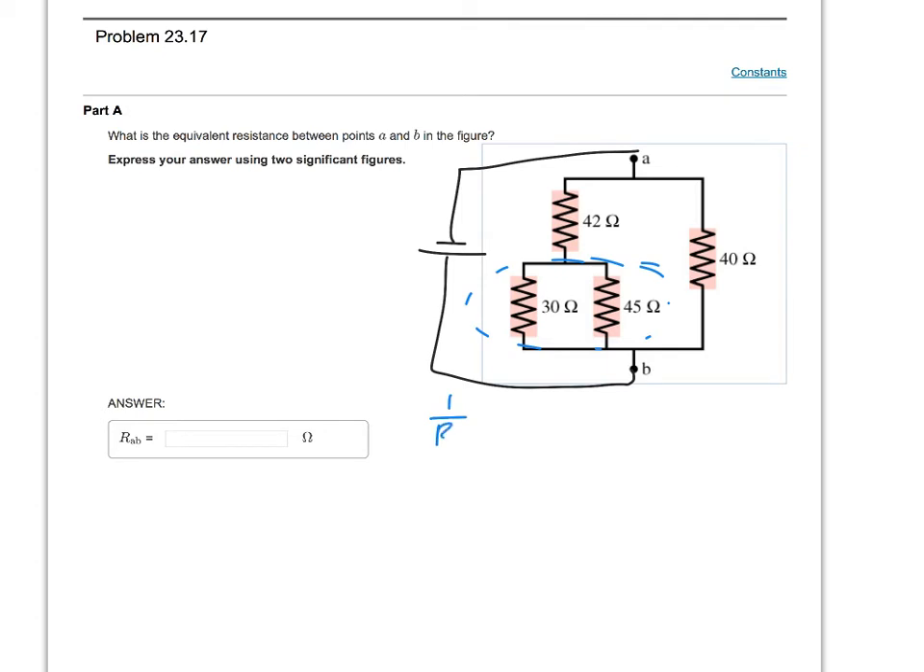So we can say 1 over RT equals 1 over 30 plus 1 over 45. We go ahead and solve for that. We find that our total resistance there ends up being 18 ohms when we combine those 2 in parallel. We'll now redraw our circuit, replacing those 2 with an 18 ohm resistor.